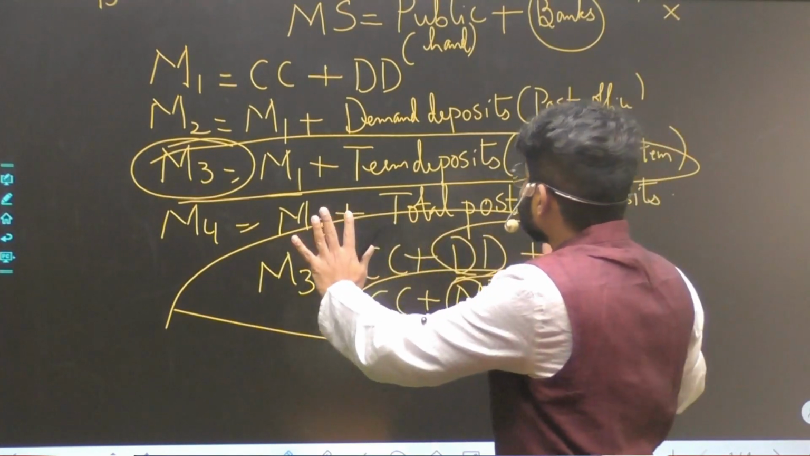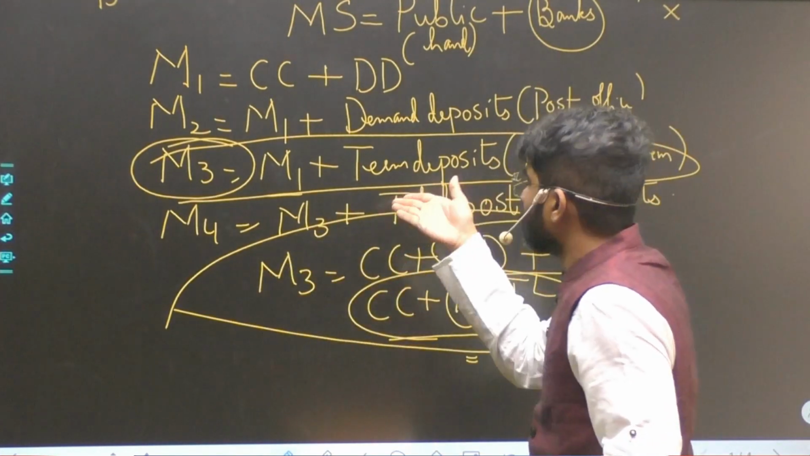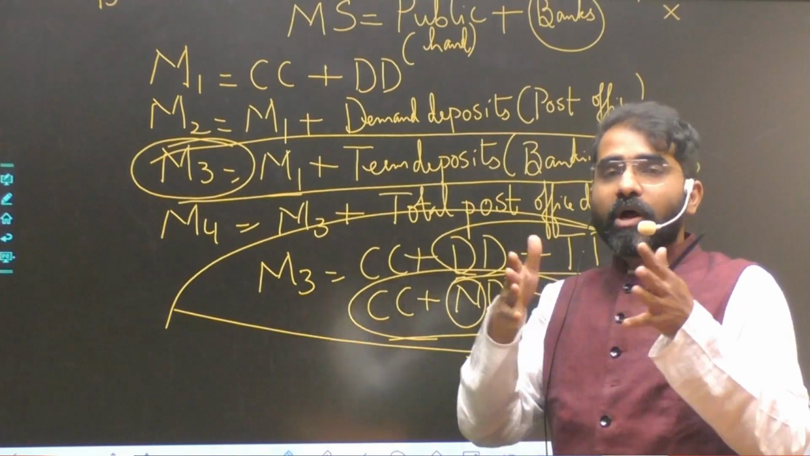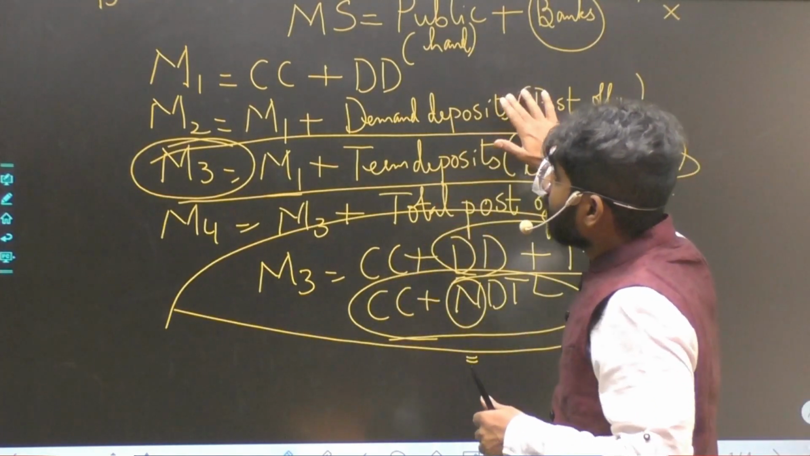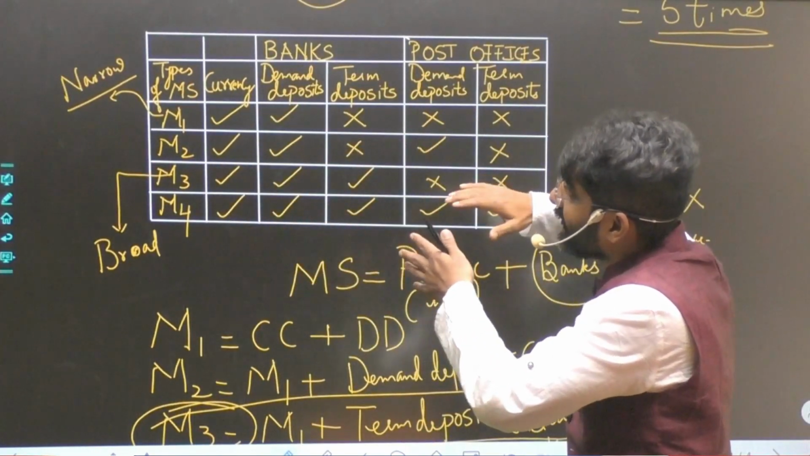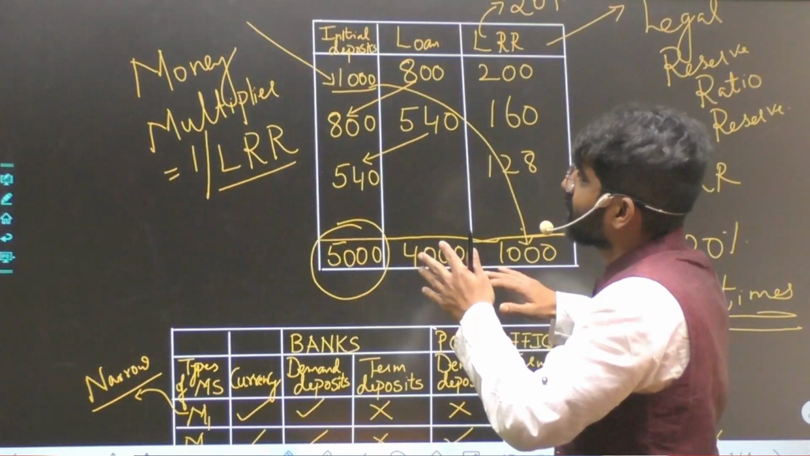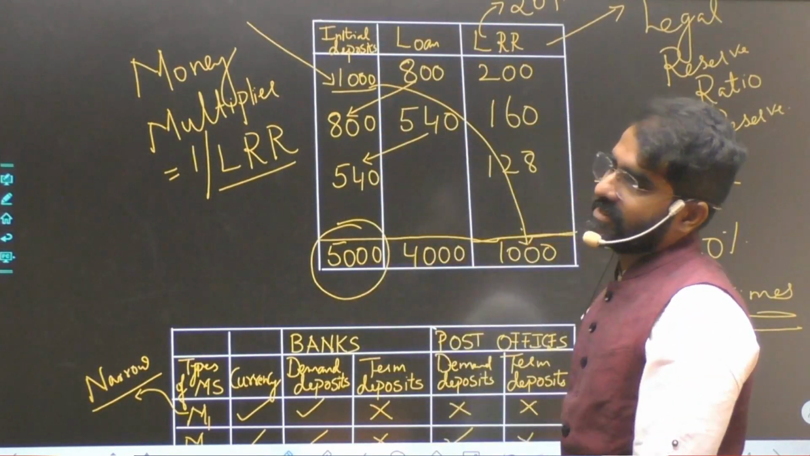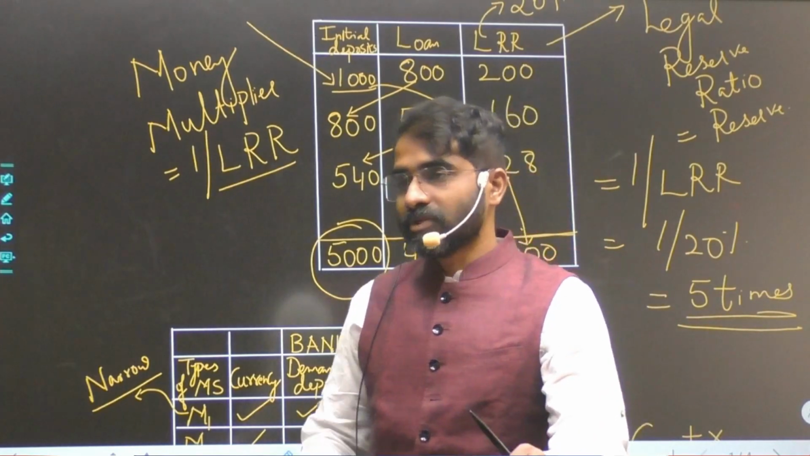The overall money supply remains the same because from DD it is going into CC. But the question comes up, if it is over a period of time, then yes, there will be a reduction because the multiplier effect is going to reduce. Now, this is the understanding.